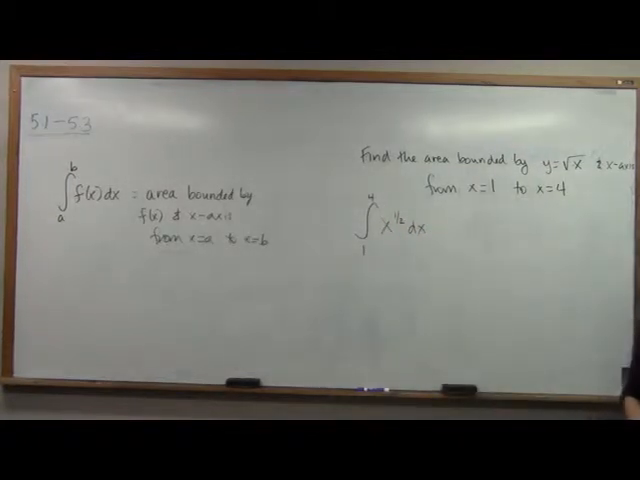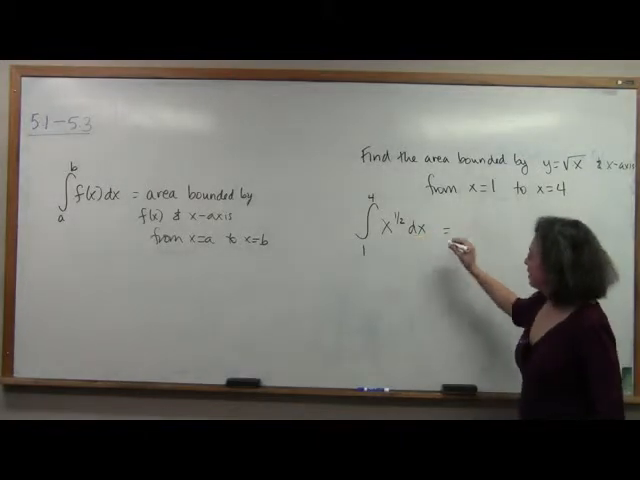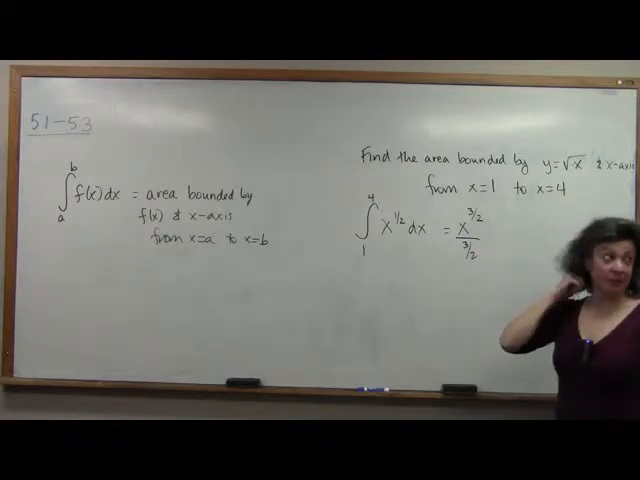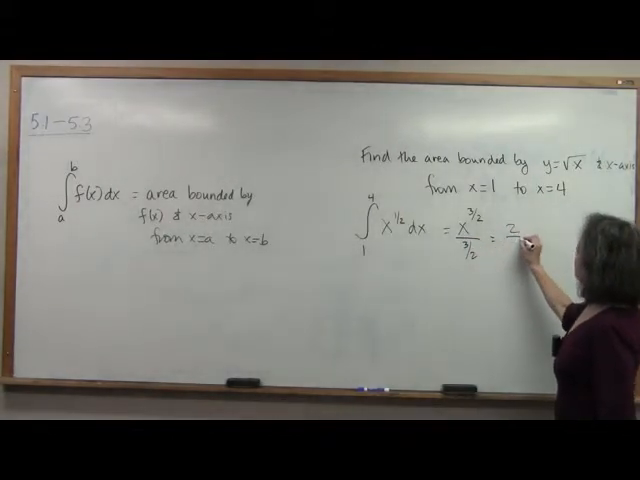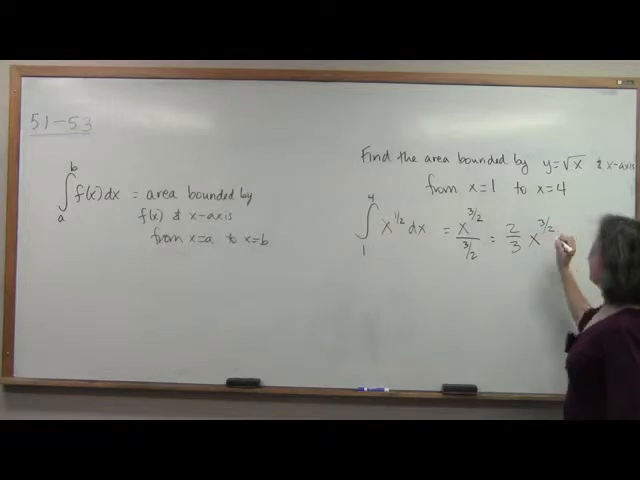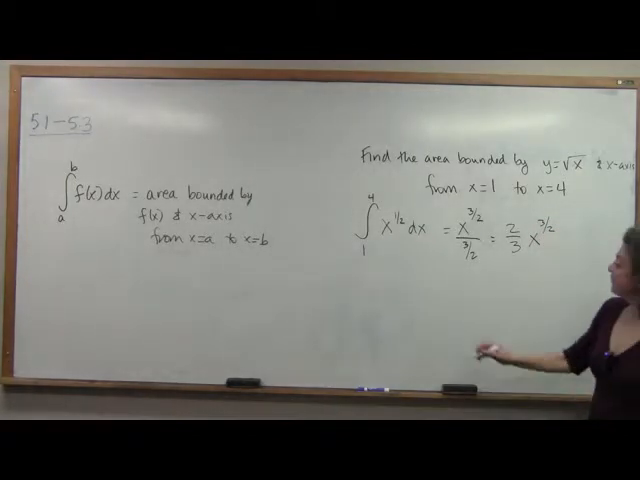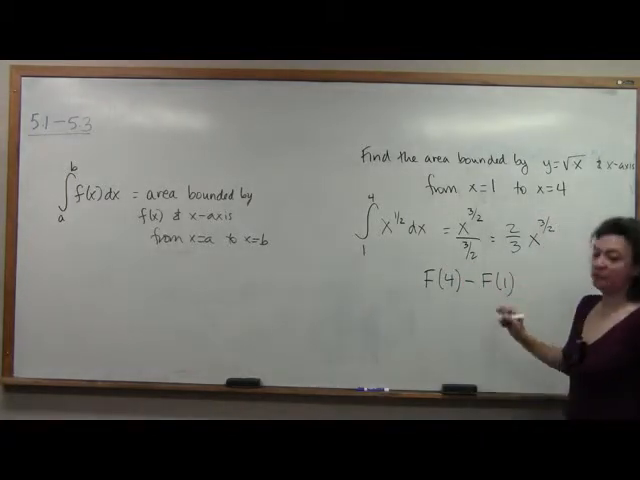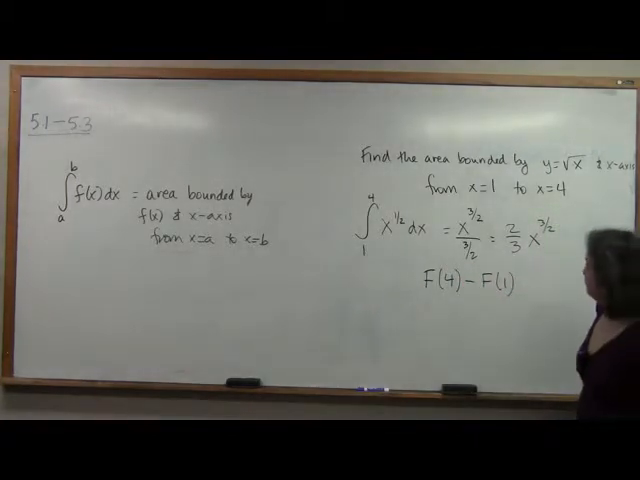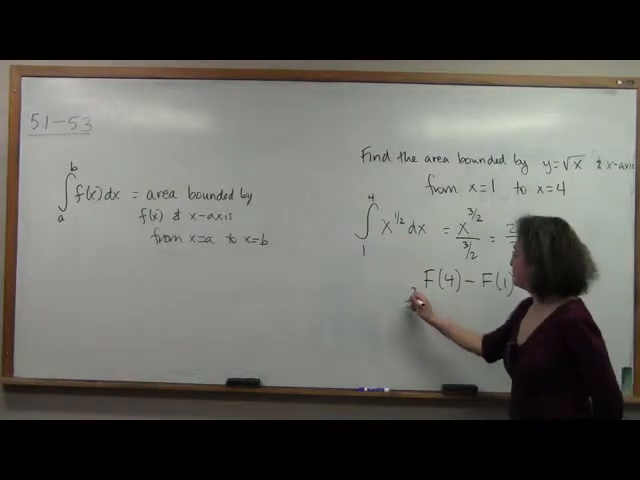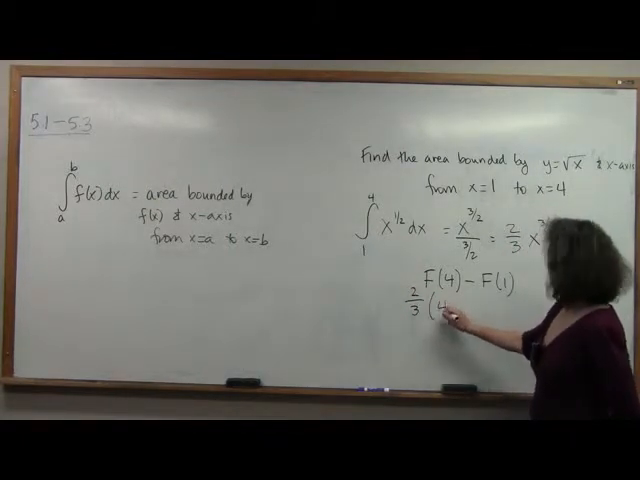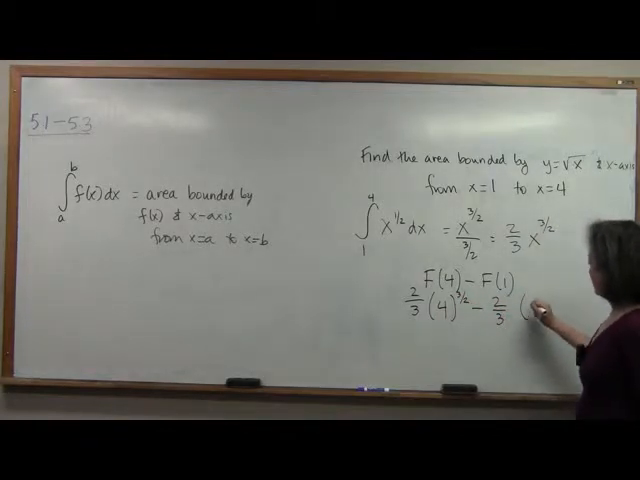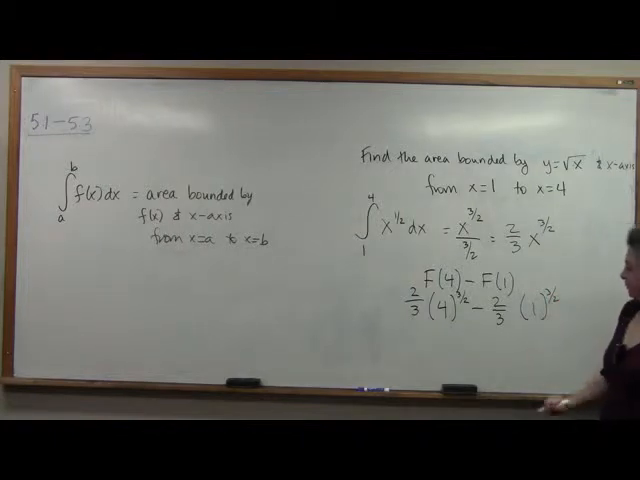dx. So first thing we do, take the antiderivative: we add 1 to the exponent, and then we divide by that, which is 2/3 times x to the 3/2 power. Now we evaluate that at 4 and subtract off what we get when we evaluate that at 1. So what do we have? We have 2/3 4 to the 3/2 power minus 2/3 1 to the 3/2 power.